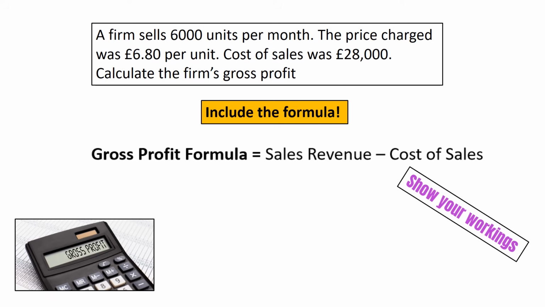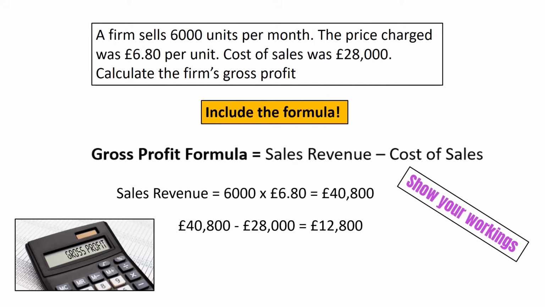Now we are going to show our workings. So if you'd like to do this calculation as a bit of practice for your revision, then you can pause the video. But I will continue. So sales revenue is 6,000 units multiplied by £6.80, and our answer is 40,800. Then we need to deduct the cost of sales, which is £28,000. So 40,800 minus £28,000, and that equates to 12,800. So our gross profit is £12,800. Do not forget your pound sign.